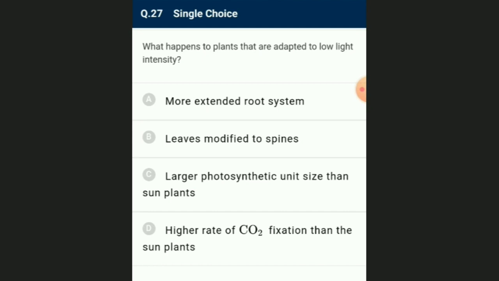Light varies in intensity, quality and duration. So the answer for this question is option C. Larger photosynthetic unit size than sun plants.